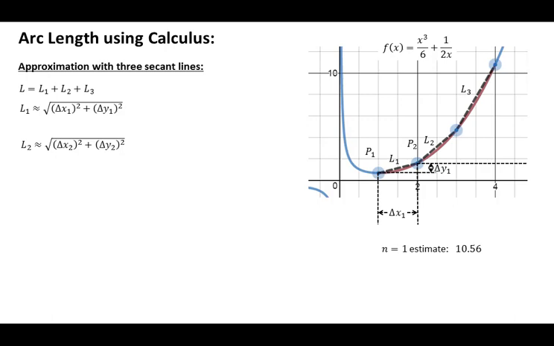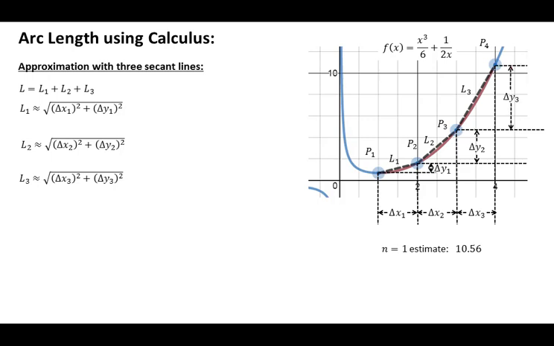Similarly, we can approximate L sub 2 using, now we're going to throw in 0.3 here, and our delta x2, you can see graphically, is going to equal that, and our delta y sub 2 is going to equal that height difference between 0.3 and 0.2. Lastly, we're going to calculate L sub 3, and that's going to be the square root of delta x sub 3 squared plus delta y sub 3 squared.